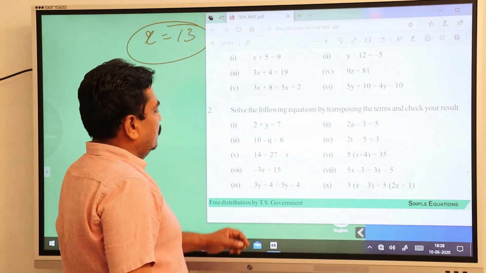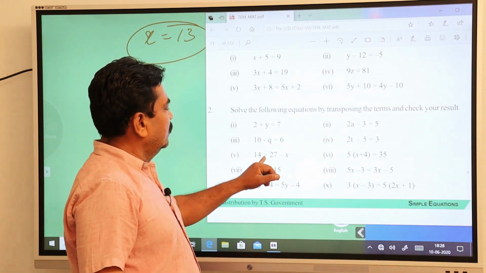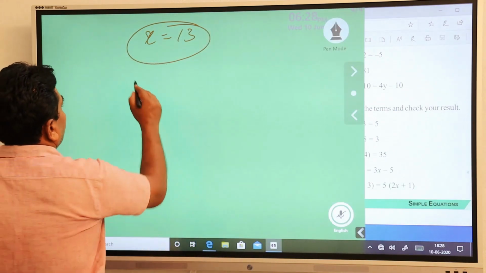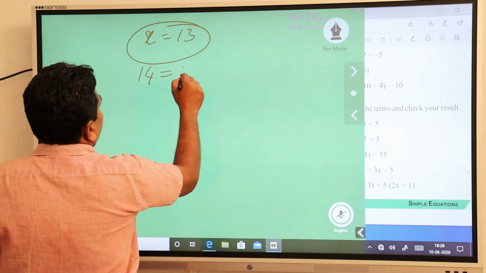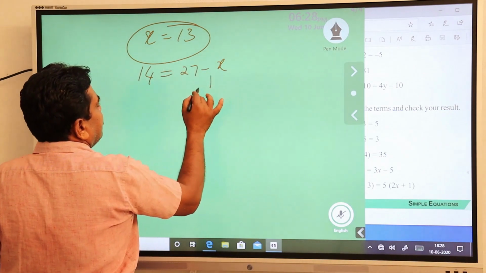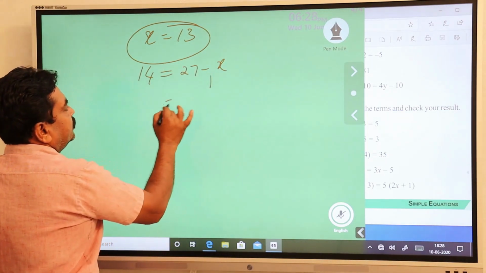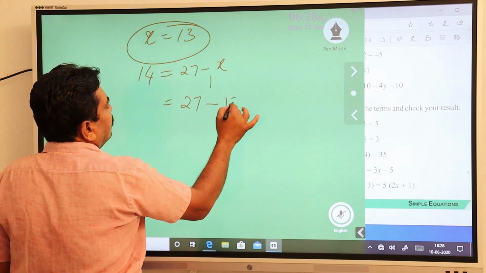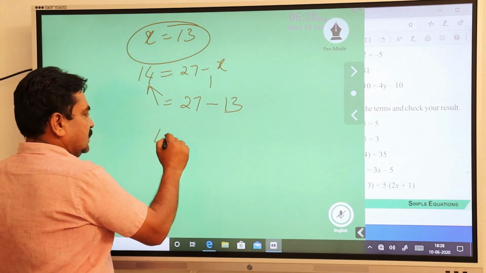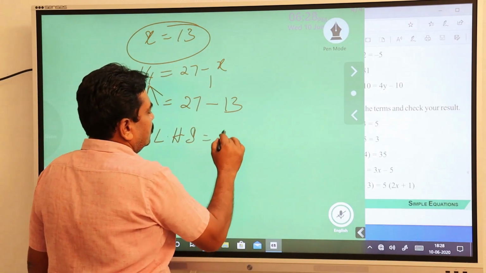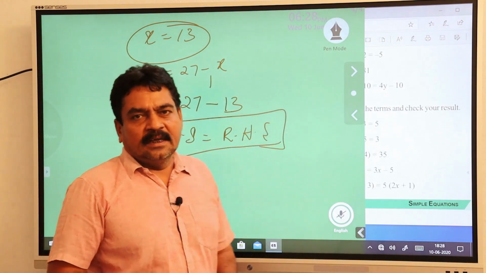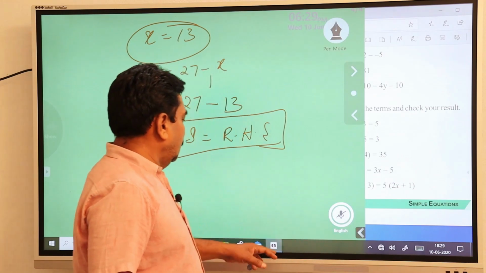Let us check in this. 14 is equal to 27 minus x. We will substitute the x value here and see whether we get 14 or not. So 27 minus 13 is 14. Therefore, you can say LHS is equal to RHS. This is how you have checked the result. It is correct. It is easy.